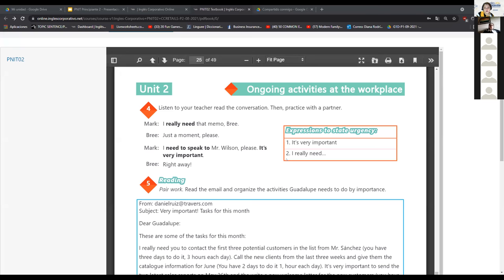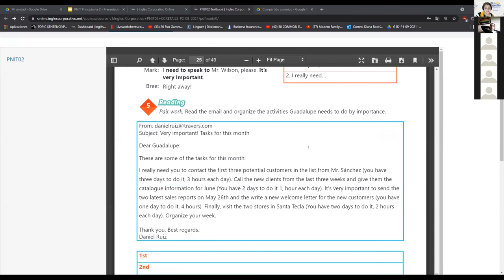So it's very important. I really need to. These are expressions to state urgency. So it means that what you need to do needs to be done today and right now because it's an urgency. I really need, it's very important.